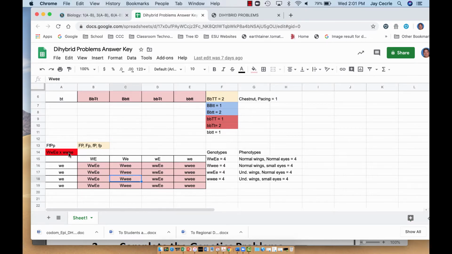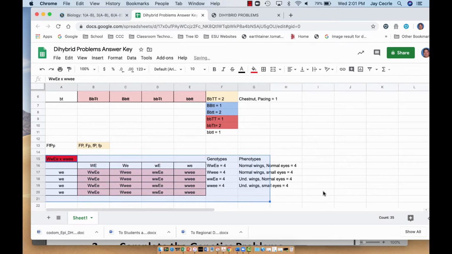Okay, for number 3, this one's actually been done already, so I'll just walk you through how I did this, and then for the other ones I'll explain and go along. I just happen to have this one done. In one of my other classes I was able to do this using Google Sheets.